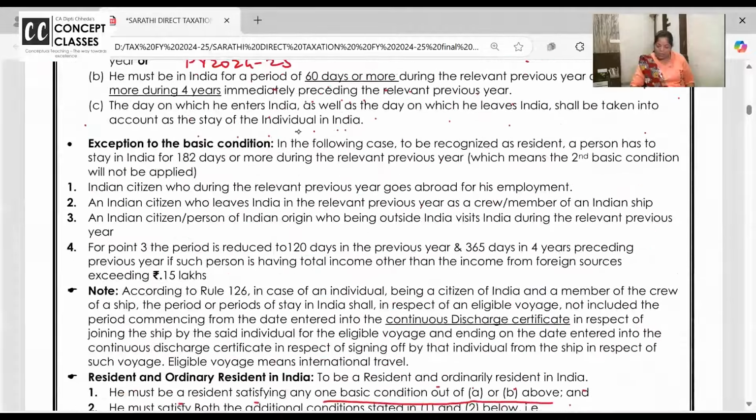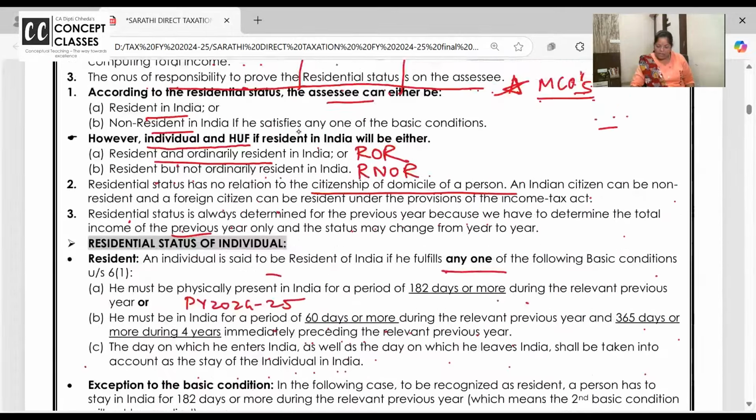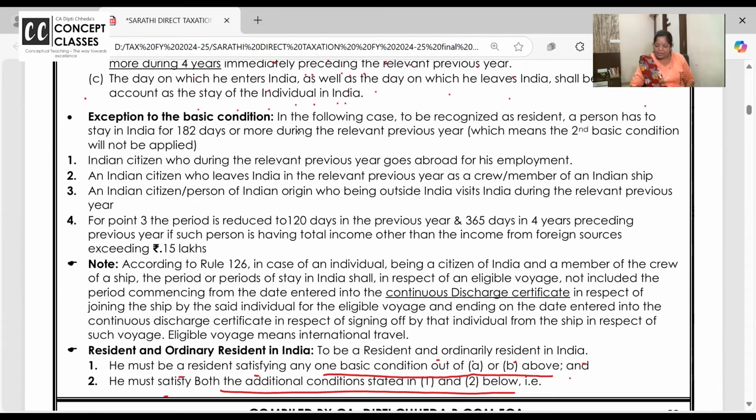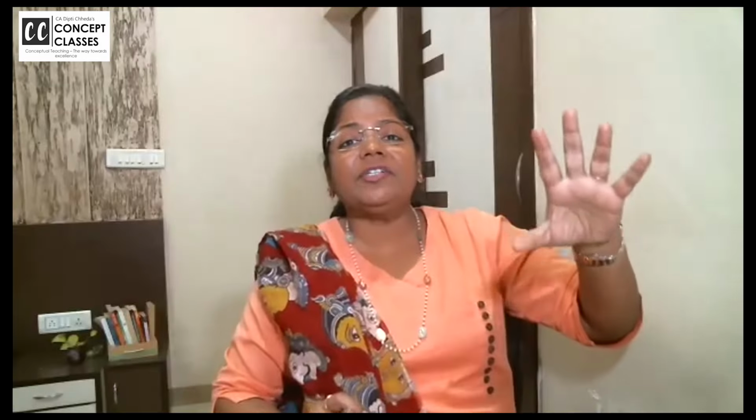Now I'm going to exception to the rule. I'm going to the first page of the chapter where a person is said to be resident only if he is there in India for 182 days or more, which means second basic condition is not applicable. See this, what was the first basic condition? 182 days or more you are in India, or 60 days or more and 360. Ma'am, most people take the benefit of second basic condition. I am taking exception to rule.